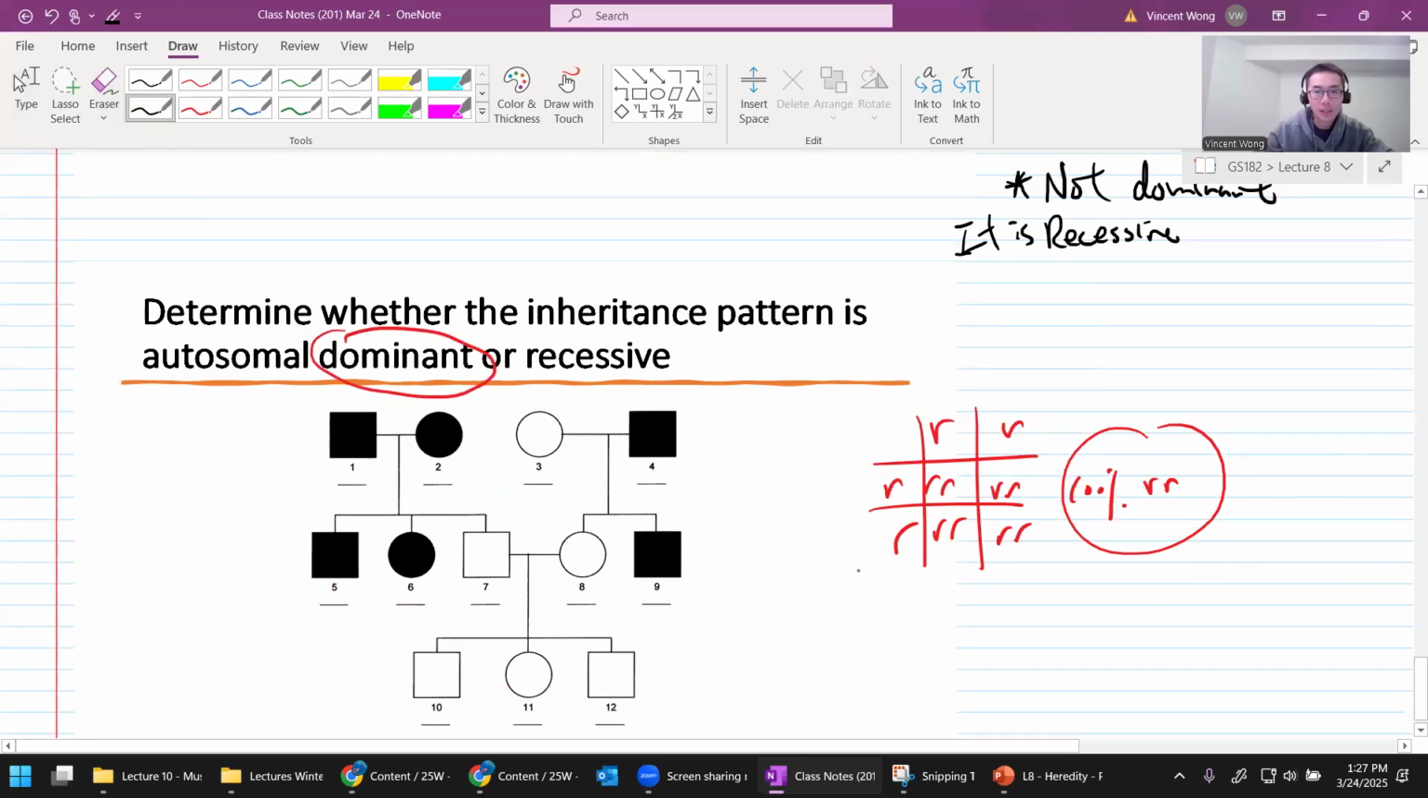So again, what are you looking for? The giveaway sign. If you see this in the pedigree, you can call it: both parents have it, but one of the kids does not have it.